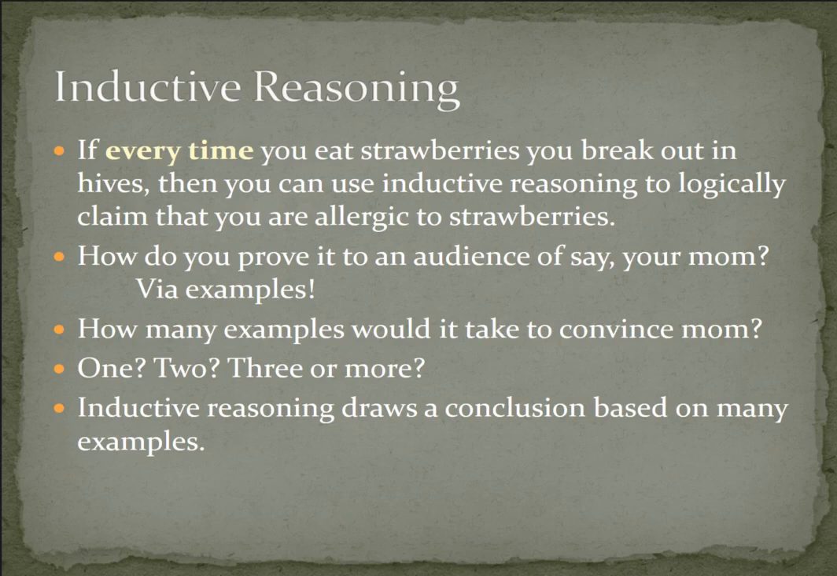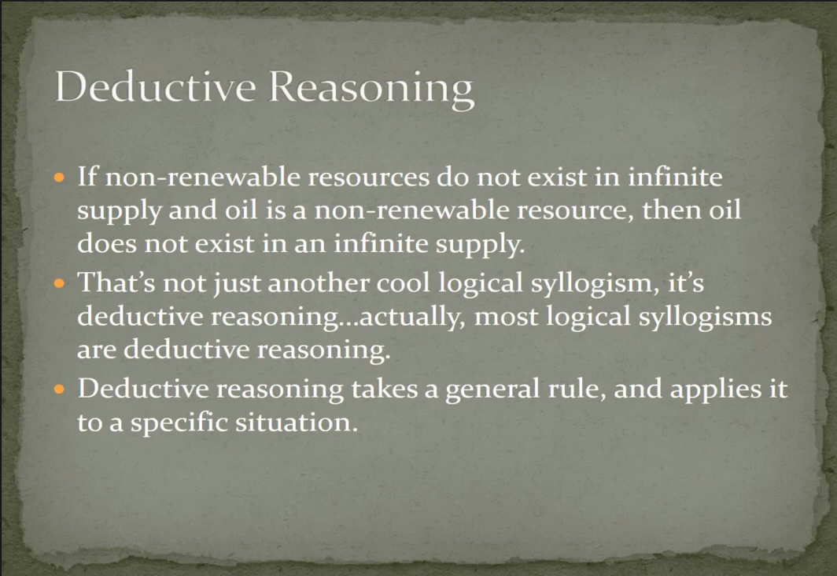Deductive reasoning suggests that general rules apply to specific situations. So here's an example. If non-renewable sources do not exist in infinite supply, and oil is a non-renewable resource, then oil doesn't exist in an infinite supply.